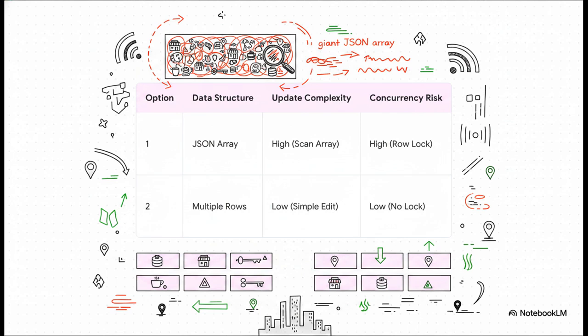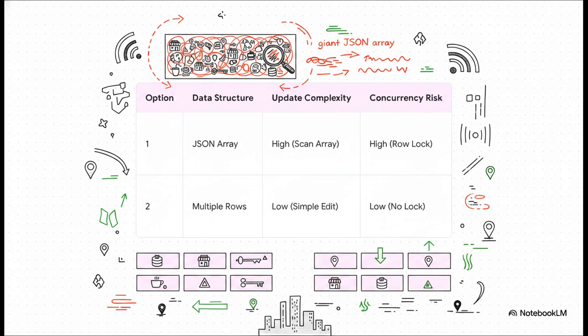Let me explain why. If you go with option 1, you store one geohash, and then you basically just cram every single business ID for that area into a giant JSON array in a single row. The problem with that? Well, say a new coffee shop opens up. The database now has to fetch that entire array, scan the whole thing to make sure there aren't any duplicates, and then, here's the kicker, it has to lock that entire row to prevent anyone else from updating it at the exact same time.